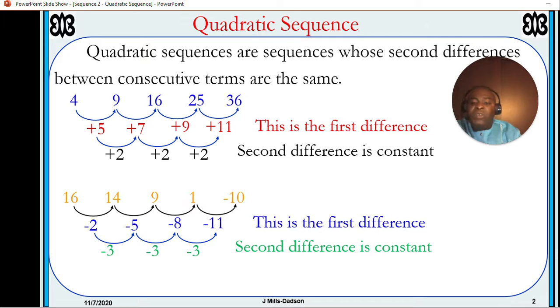So these two sequences are quadratic because the second differences are the same. Second differences are the same throughout. If you carry on the pattern, you will still have the same negative 3 throughout for the second one and plus 2 for the first one.